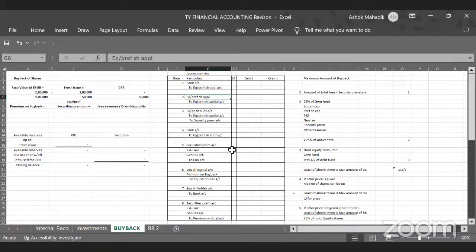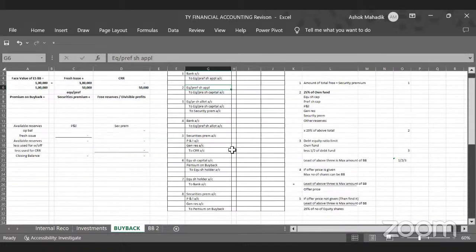Okay. Now, as I told you, we have to either create CRR or make a fresh issue. We just saw entries for fresh issue, bank to equity share capital or bank to preference share capital. Then we have to create CRR to the extent required to equate the face value of equity shares bought. Okay, so whatever amount is required, we'll raise through CRR by using divisible profits or free reserves.